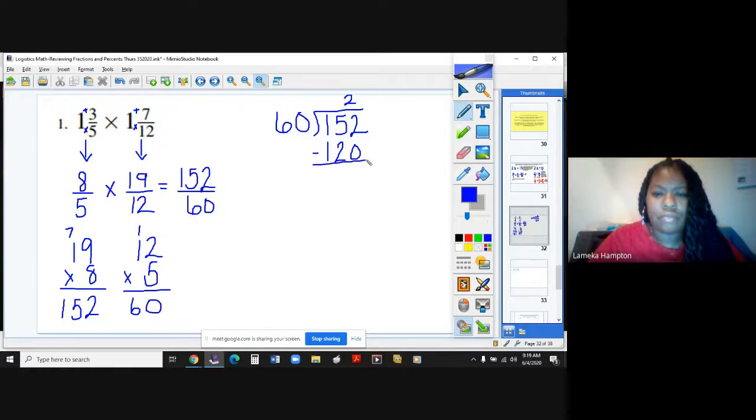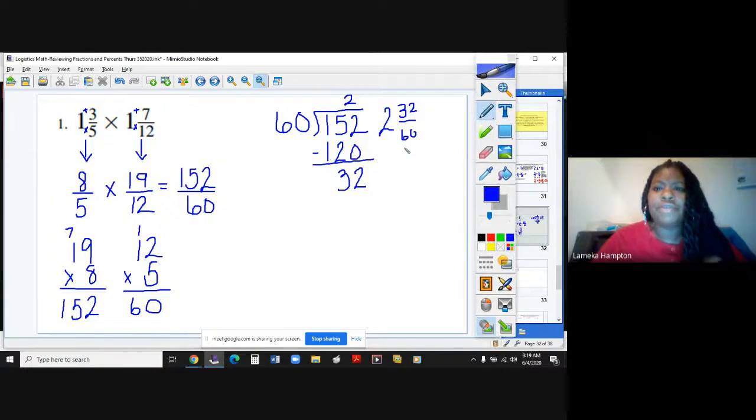Okay. And that leaves me with 32 as my remainder. Now 32 is going to serve, and I'm going to go ahead and write it over here because I do not have enough room. So 2 is going to be my whole number, and 32 will serve as my new numerator, and that will be over 60. Now, I do have a mixed fraction. However, I still must simplify because 32 over 60 is not in its simplest form.